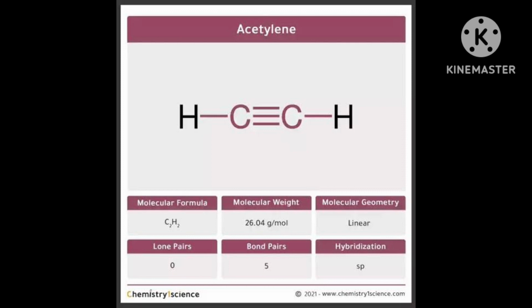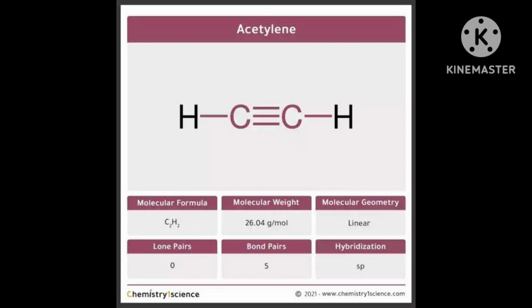Now, 2 p orbitals have not taken part in hybridization. They are present on the carbon, and all 3 orbitals are perpendicular to each other. This 2p and the hybridized sp orbitals are all perpendicular. But the only difference is that the 2p orbitals are perpendicular to each other and have not taken part in hybridization.